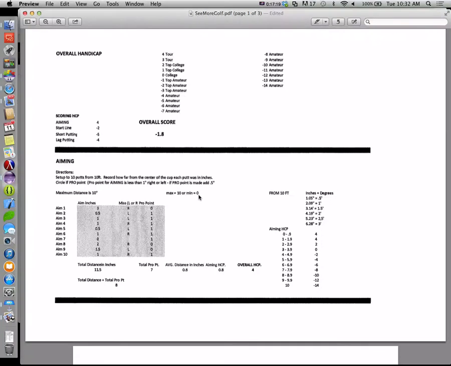So, here were their inches when they did the total distance in inches. That was 11 point... They had 11.5, but that appears like it's adding up the radians, doesn't it? Set up 10 putts from 10 feet. Record how far from the center of the cup each putt was in inches. I don't think the radians would be such good numbers though.